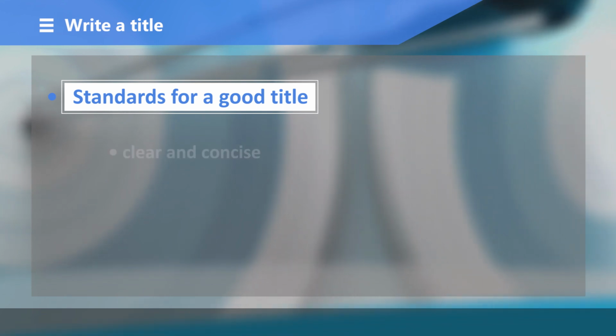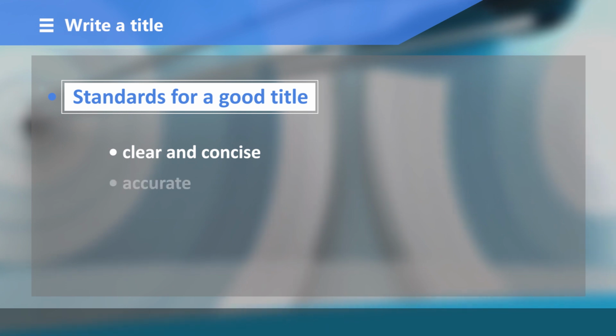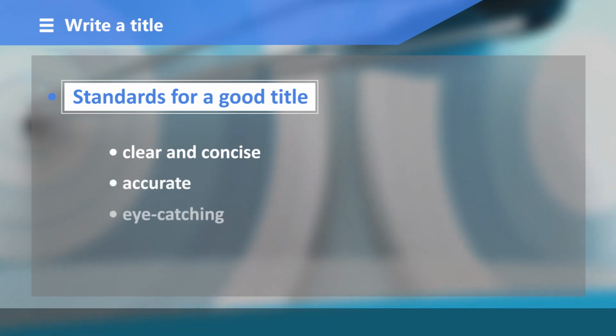A good title is clear and concise, accurate, and eye-catching. It summarizes the central idea of the paper concisely and accurately. Meanwhile, it should be interesting enough to attract readers' attention. The structure of the title must follow certain grammatic patterns. In many research fields, the most commonly used grammatic structure pattern is noun phrase.